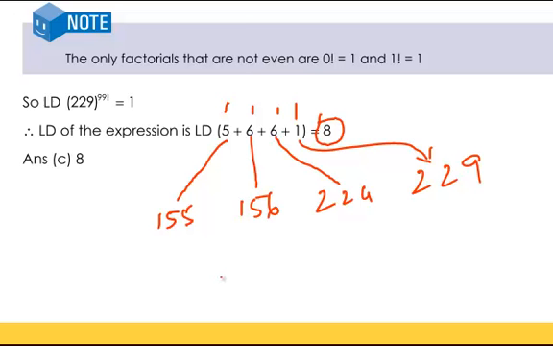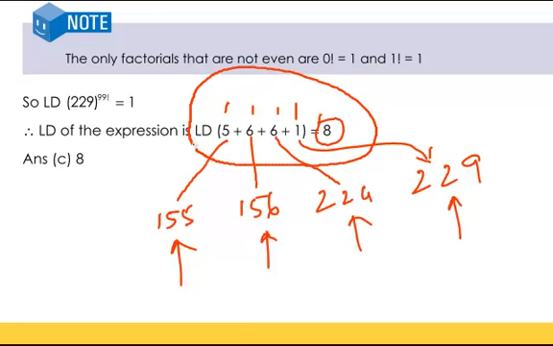So this becomes extremely simple because we know the concepts very clearly. We found out the last digits of the individual terms, applying all the logic that we have learned, and then we found the last digit of the expression which we started out with.